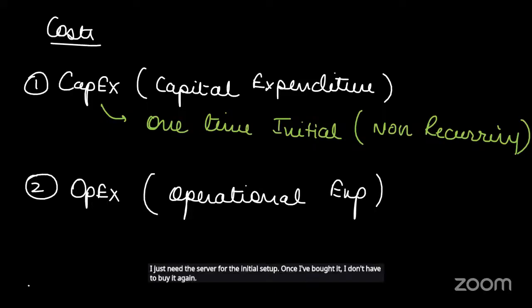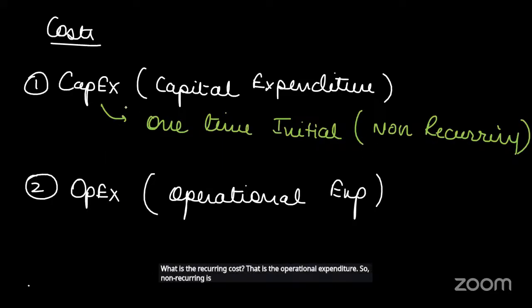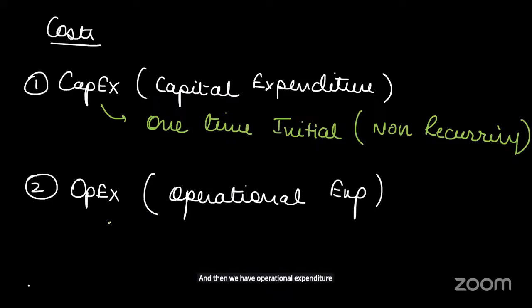It's like furnishing your house. When you are furnishing your house, you're getting the interior designing done. If you've bought a sofa worth, let's say, 1 lakh rupees, it's a one-time cost. You're not going to buy a sofa every day. If you've bought a refrigerator, it's a one-time investment. You're not going to buy it every day. What is a recurring cost? That is the operational expenditure. So non-recurring is called a capital expenditure, the initial large amount of money that you have to put in. And then we have operational expenditure that is recurring in nature.